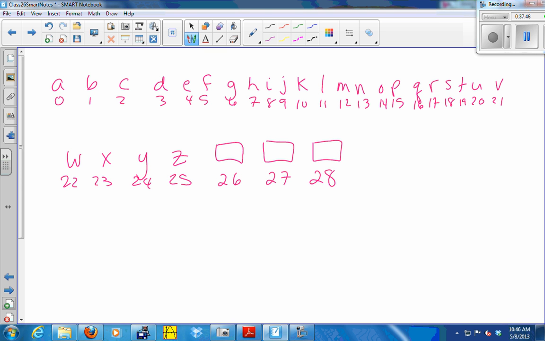So I could assign symbols here. I could make this be an exclamation point, an asterisk, and a dash if I really wanted to be able to convert this into letters at the end. But why bother? Just leave it as numbers. So it still decodes normally. It does. Yep.